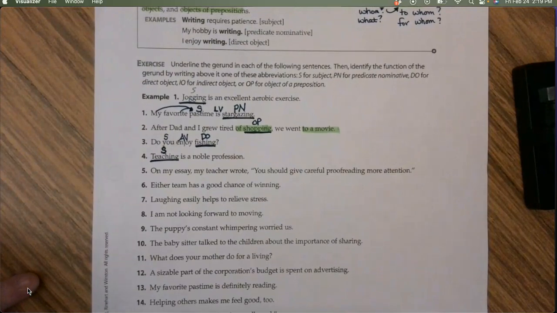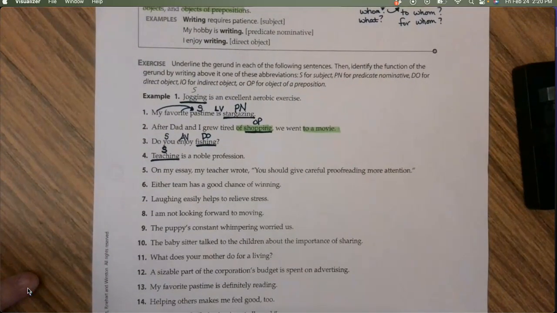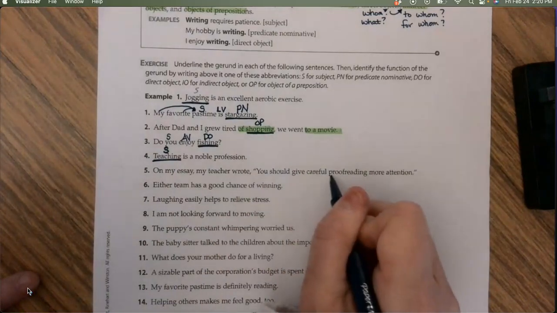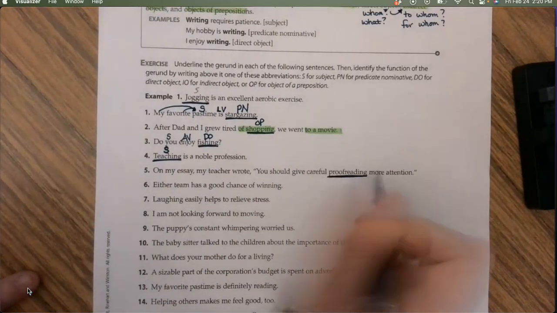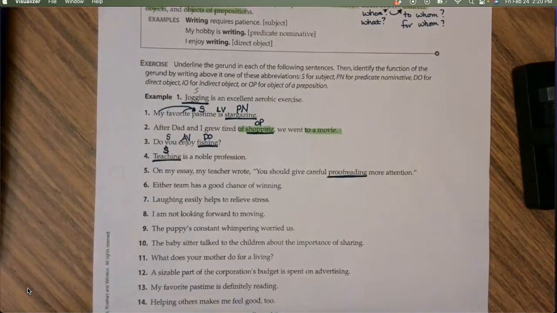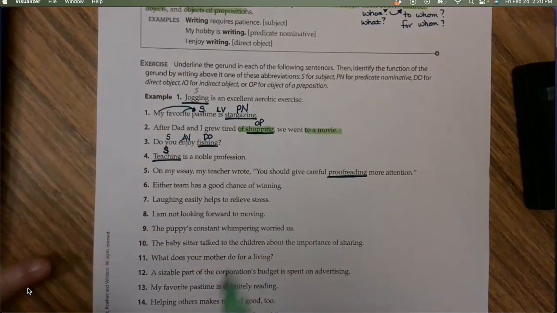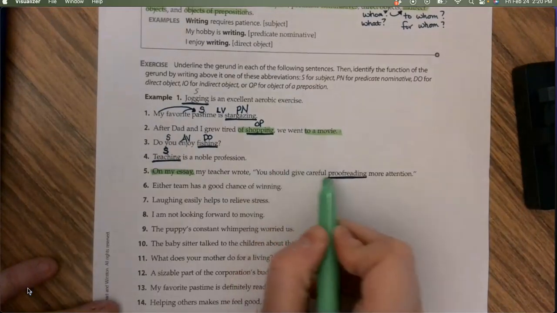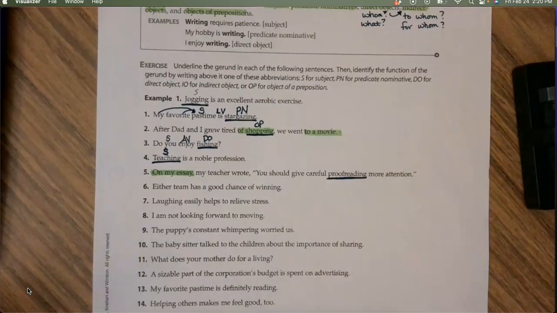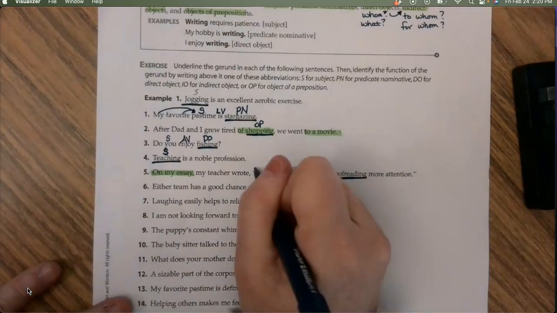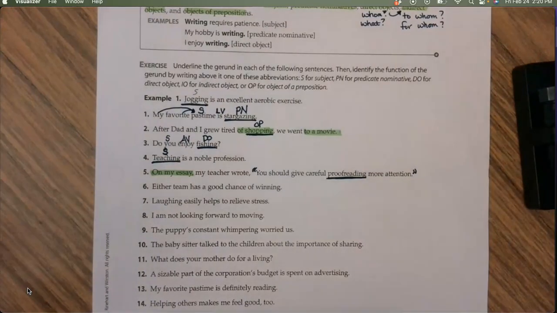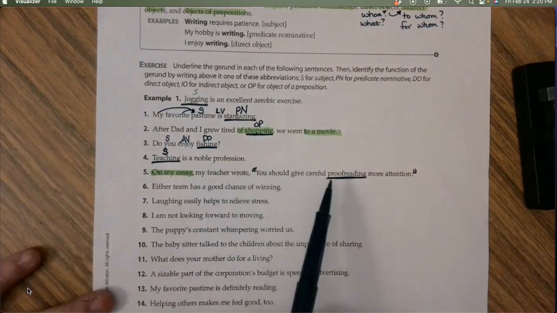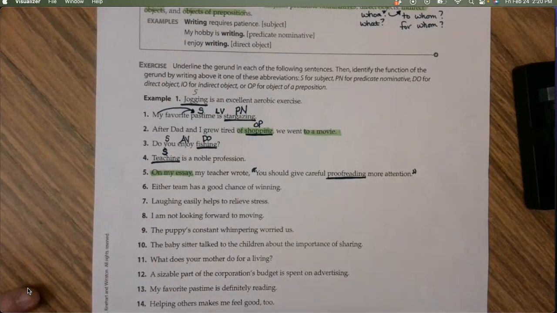Number 5, "On my essay, my teacher wrote, 'You should give careful proofreading more attention.'" So I'm going to go look for a verb that ends in ing, and I see proofreading. To figure out its job, I'm going to start with looking for prepositional phrases, and I see on my essay. And I don't see any more. Now this looks like a quote, so I'm going to focus just on the part that's in between the quotes, because I know there will be a subject and a verb over here, but I just want to worry about this part.